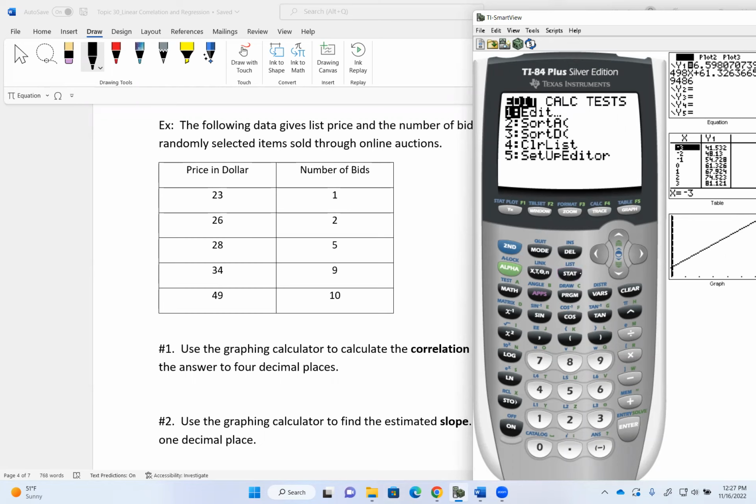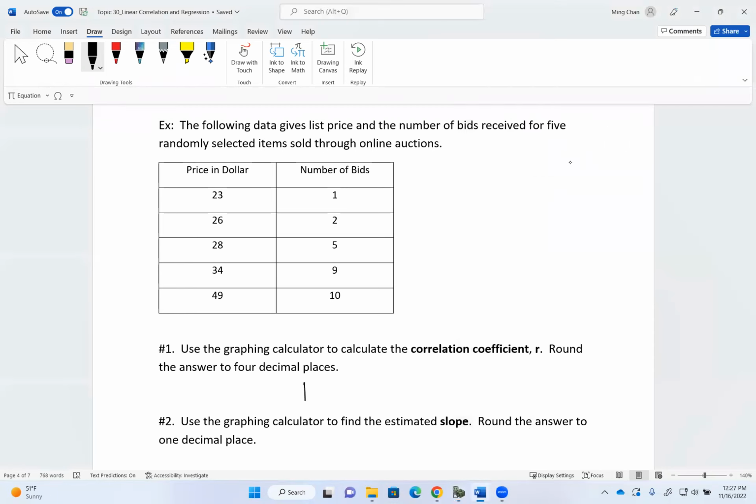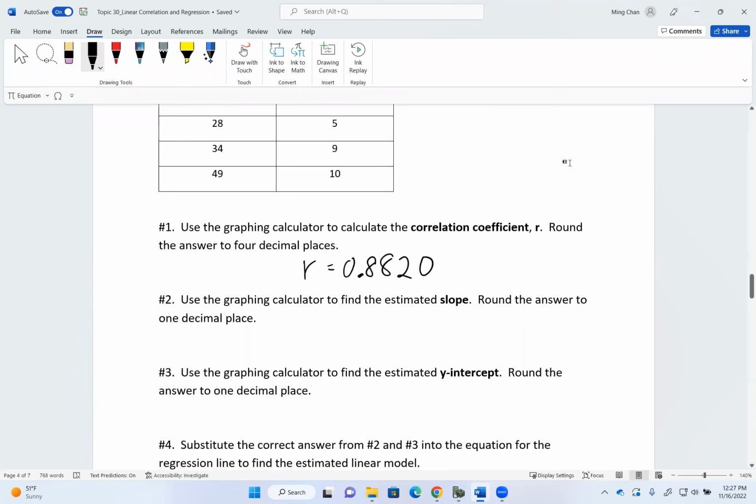All right, go back to stat, highlight the word calc, choose number 4, linear regression. There you go. So my correlation coefficient R is about 0.8820. So it's about 88.2% fit. The linear relation is about 88.2%. Still pretty good. Still linear-ish, though it's not 0.9 something.